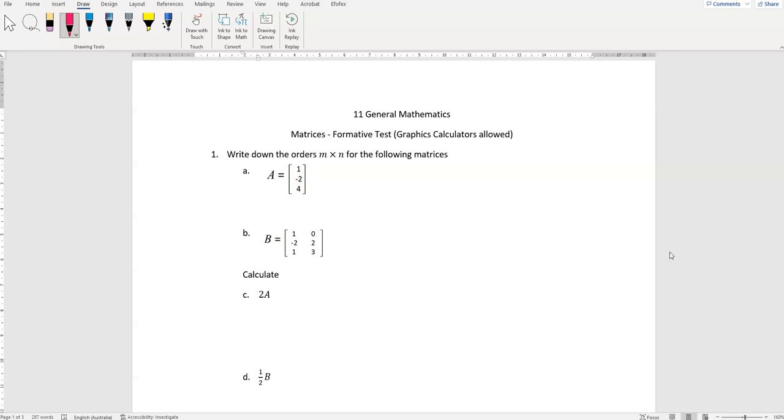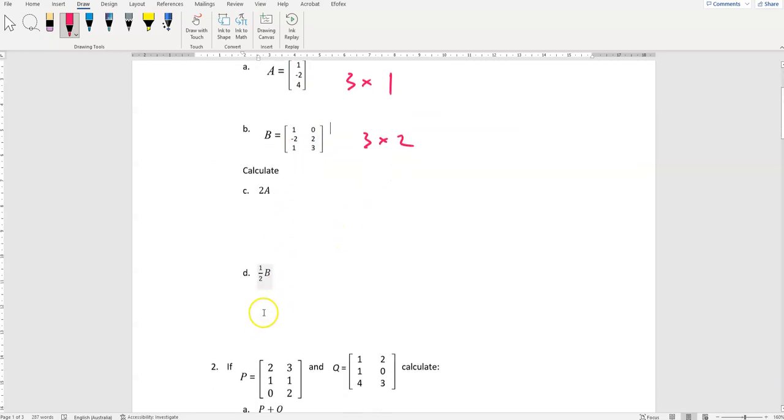Alright, so you've got n times n, which is row times column. So, how many rows? You've got 3 times 1, sorry, not 2. 3 times 1. 3 rows, 1 column. Boys, calm down. Alright, you're making me stress. The next one, B, you've got 3 rows and 2 columns, so 3 by 2. Right, give yourselves a tick if that is it.